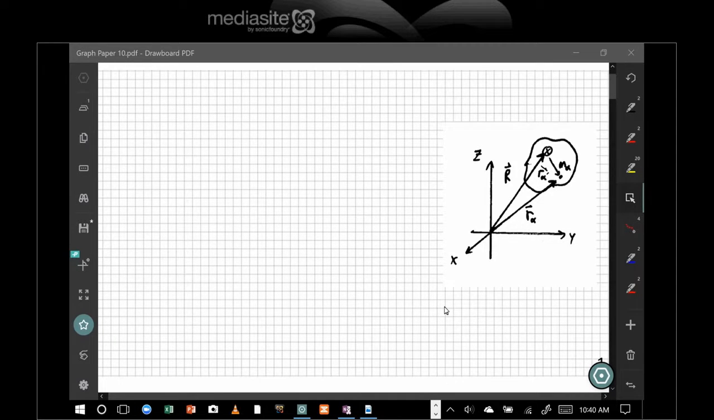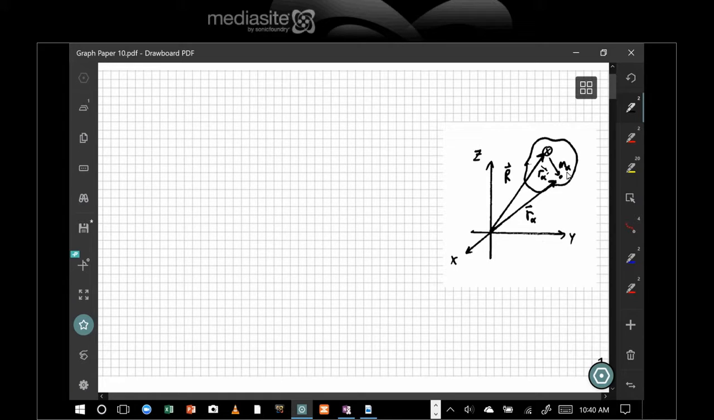I'd like to talk about the motion of rigid bodies. And so let me first define what a rigid body is. A rigid body basically consists of some object. Here I kind of have a picture of it. And that object consists of a bunch of little masses, m sub alpha.